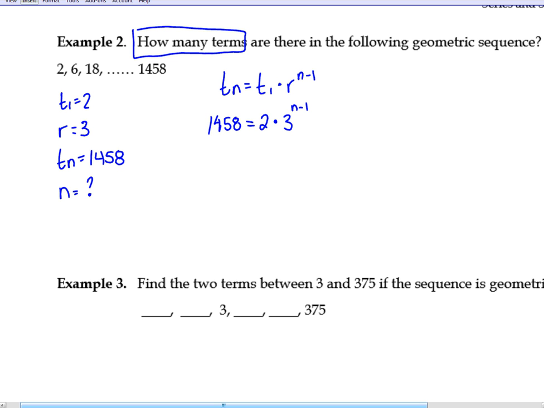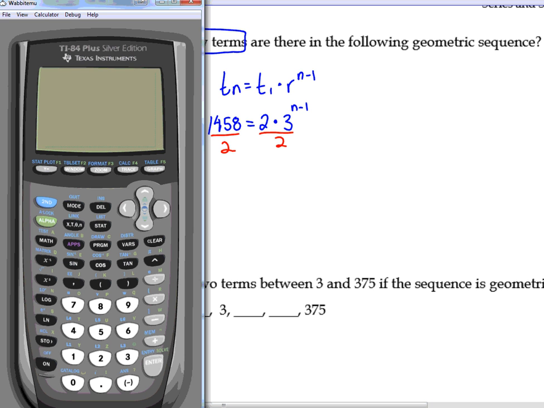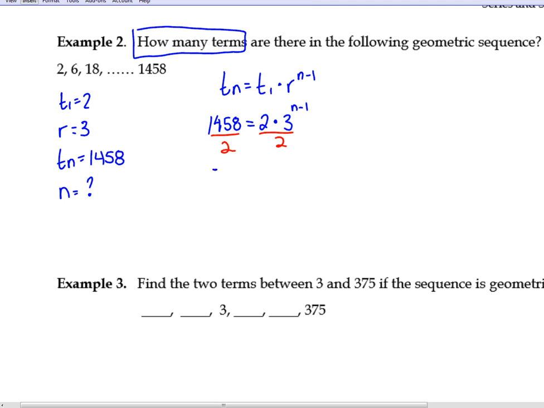So you've never solved for an exponent before. So this is a whole new territory. The first thing we want to do is isolate that base. It's this close. 729. Okay. So now we've isolated the base. You want to get the base by itself.